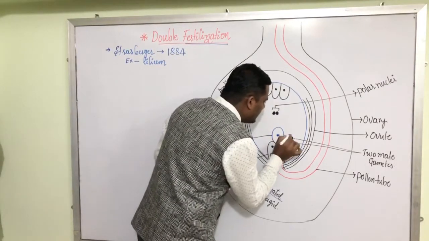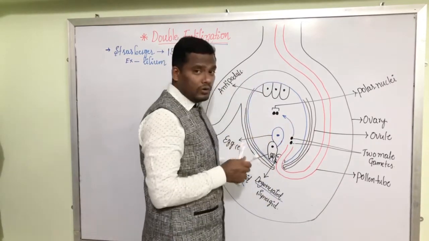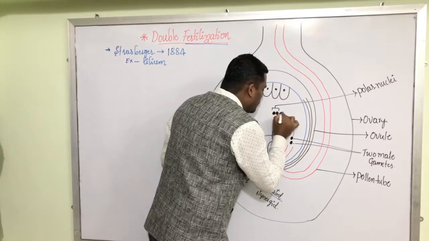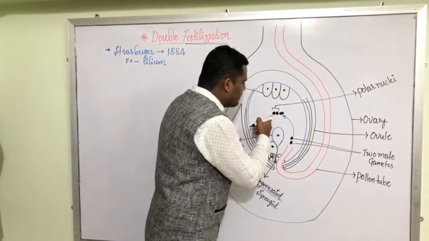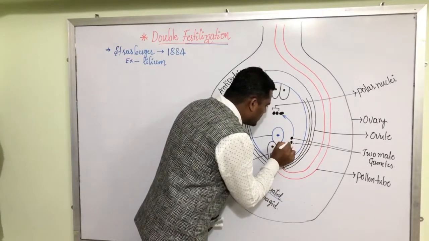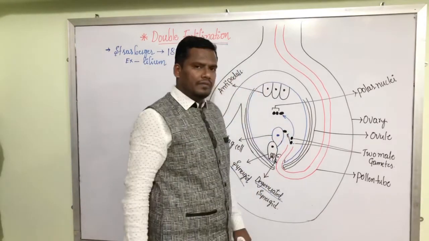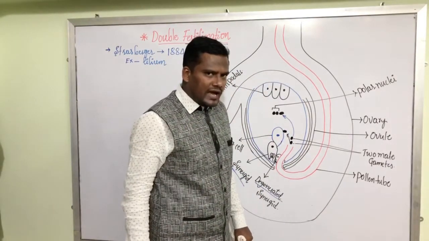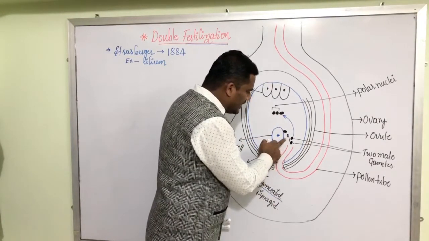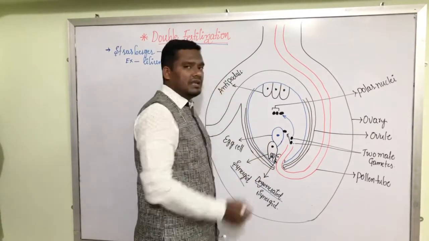This male gamete moved towards the polar nuclei or secondary nucleus. Another male gamete moved towards the egg cell. Two male gametes are released in the embryo sac. One is moving towards the secondary nucleus and the other male gamete is moving towards the egg cell, which is situated above the synergids.